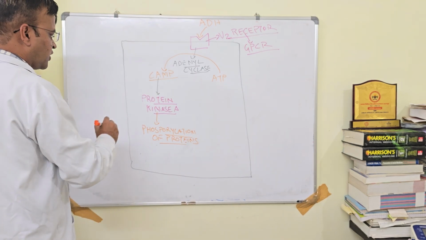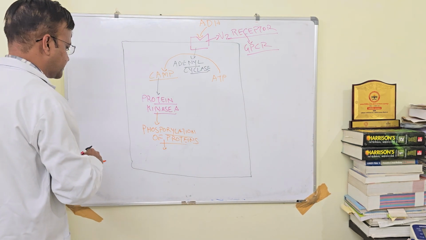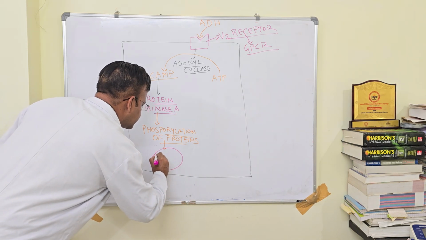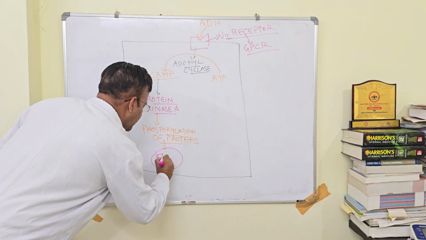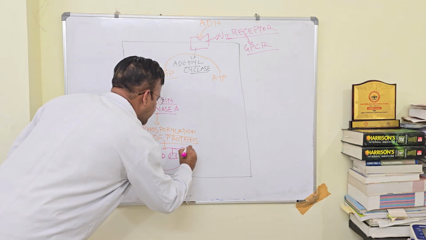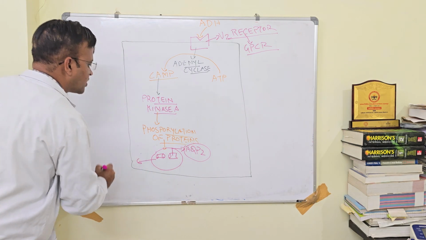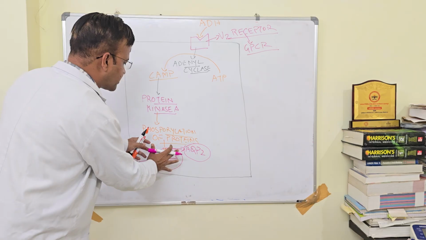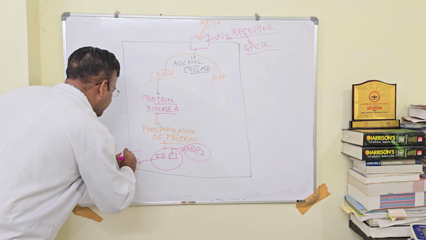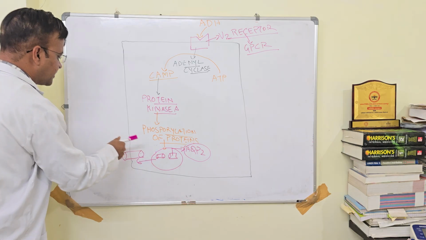And what phosphorylation of proteins is going to do is that you will have a lot of vesicles over here. These vesicles will have aquaporin 2 channels. So phosphorylation of proteins will cause recruitment of the vesicles containing aquaporin 2 channels towards the membrane, and the aquaporin 2 channel will get inserted into the membrane.